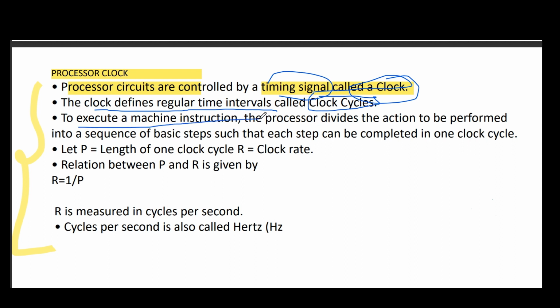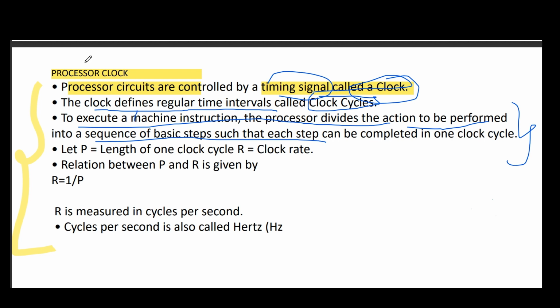To execute the machine instruction, the processor divides the action to be performed into a sequence of basic steps, such that each step can be completed in one clock cycle. So don't get confused with this definition. In an easy way I will explain. Processor, you all know, is where the execution of instruction takes place. So this machine instruction will be executed in the processor only. What will this processor do? It will divide the machine instruction into basic steps. Each step will be completed in one clock cycle. I hope you understand. If not, I will explain once again.